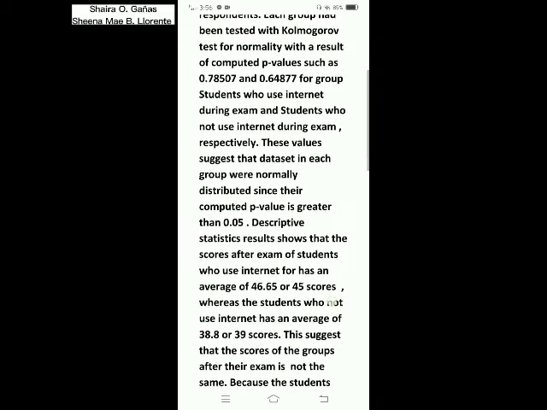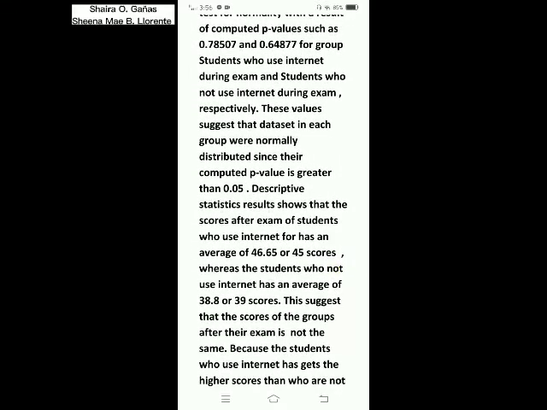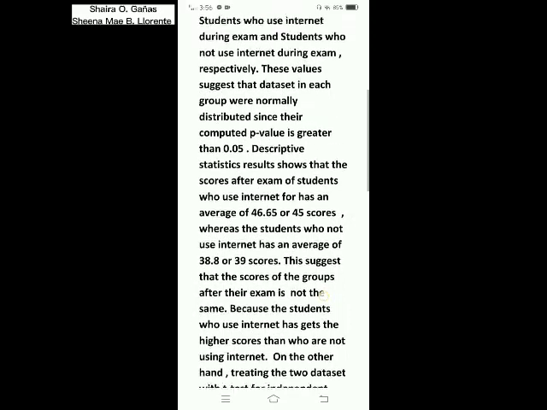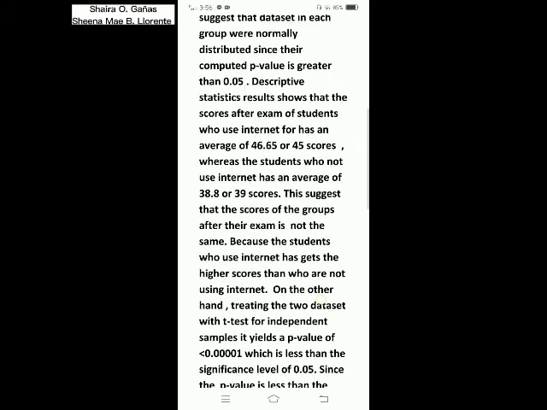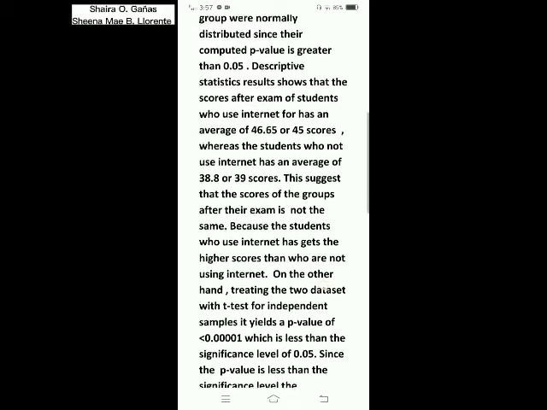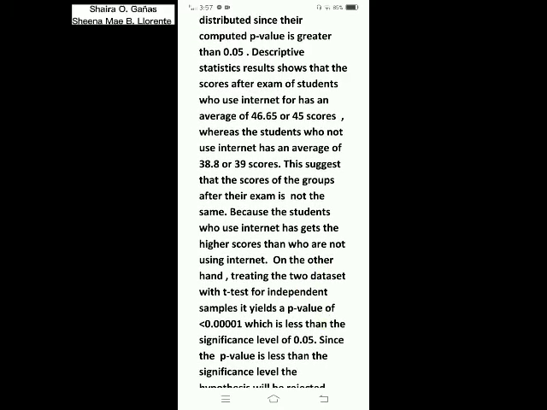Descriptive statistics results show that the scores after exam of the students who use internet had an average of 46.65 or 45 scores, whereas the students who not use internet had an average of 38.8 or 39 scores. This suggests that the scores of the groups after the exam are not the same, because the students who use the internet get higher scores than those who are not using the internet.